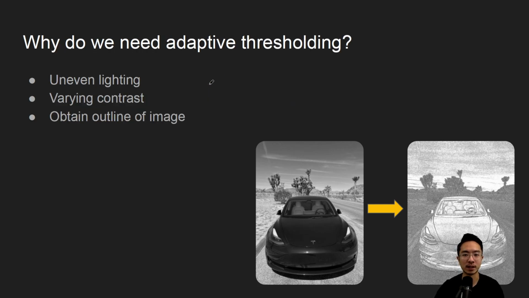So why do we need adaptive thresholding? Sometimes a picture may have uneven lighting, so you may want the threshold value to adjust based on the different parts of the image. You could have varying contrast, perhaps due to certain lighting conditions as well. You may want to use it to obtain an outline of an image or segment parts of the image. There could be various applications, okay?